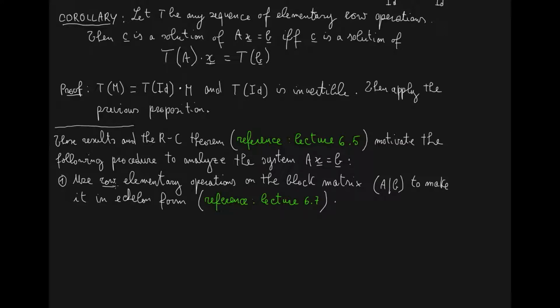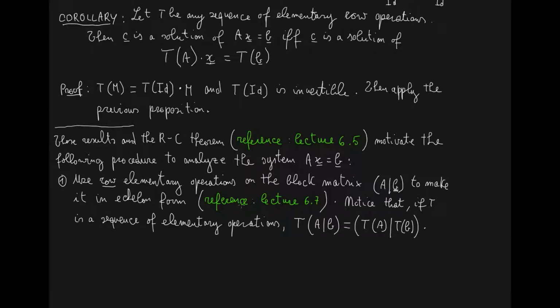First, use row elementary operations on the block matrix A slash B. That is the matrix for which the first columns are the matrix A, and then the last column on the right is the vector B. If we use row elementary operations on the block matrix A slash B, we can reduce the old matrix to a row echelon form. The definition of row echelon form is in lecture 6.7.